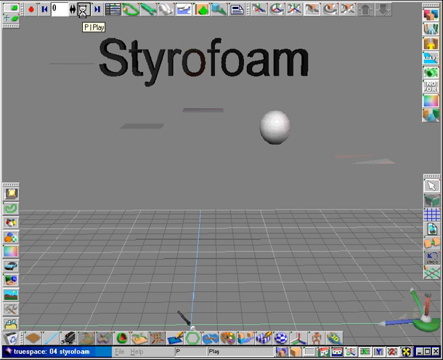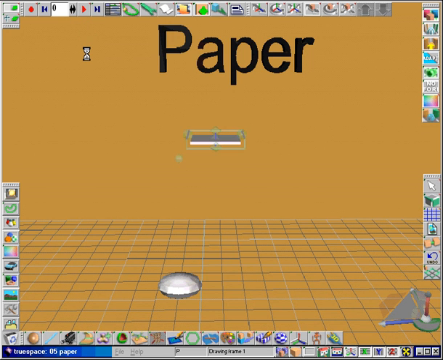Styrofoam is good for objects that need to float down from the sky like leaves, or objects that need to be light without the need for a lot of elasticity. Like styrofoam, paper is good for objects that need to be light and not have much kinetic energy.